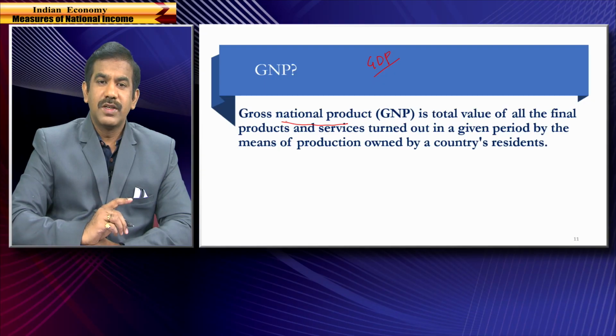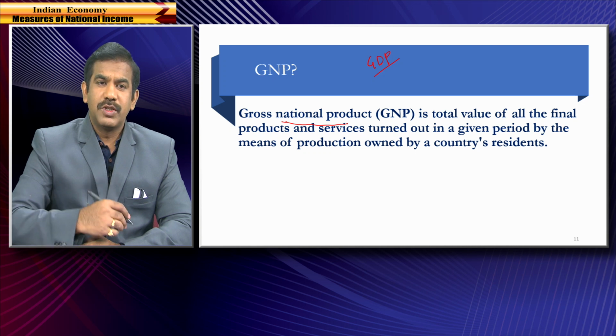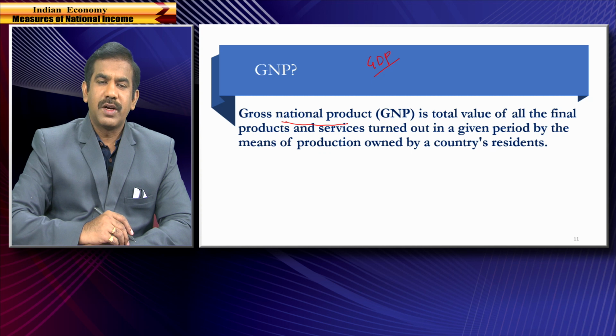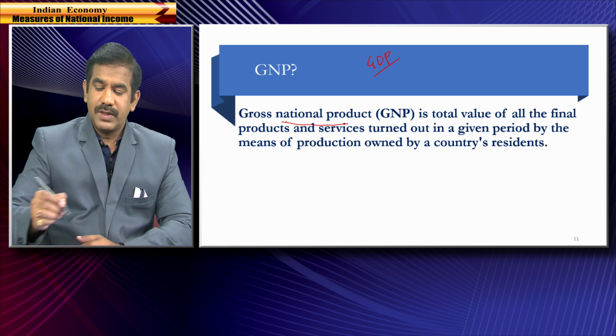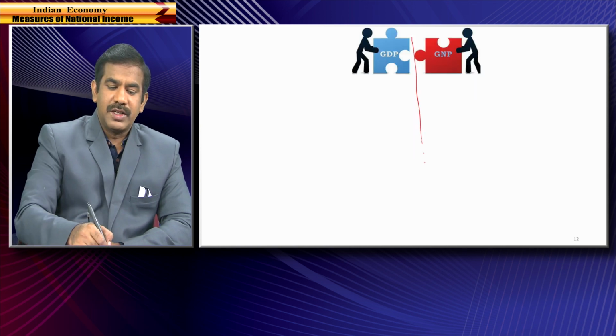I mean the value of all final goods and services produced in a given period of time by the means of production owned by the country's residents. Let's say an Indian company has a factory that produces automobiles in Europe. The worth of the output this company produces outside my country, since the company is an Indian company, would be accounted as part of my GNP. Whereas GDP is only the product produced within my country, and that's the difference.